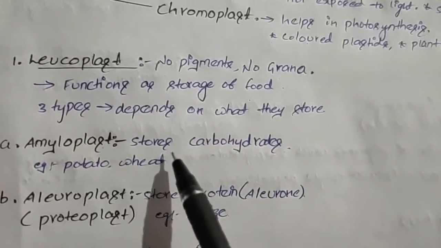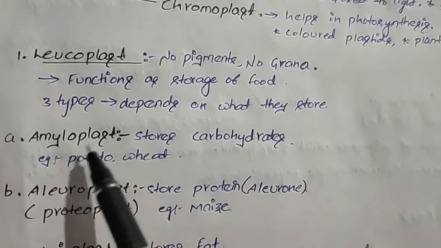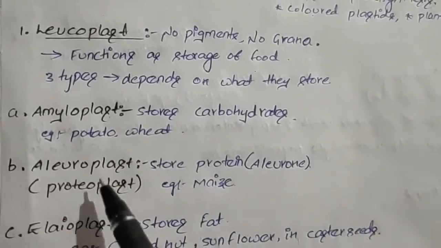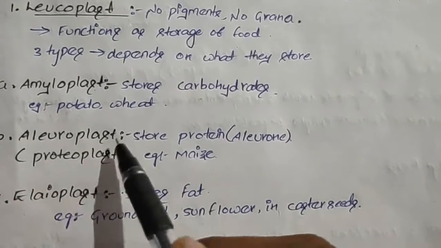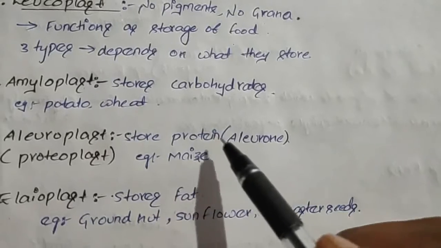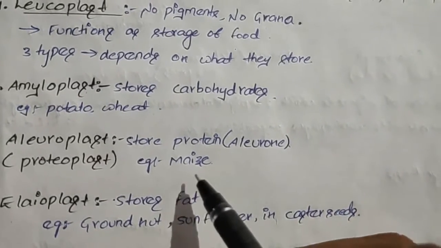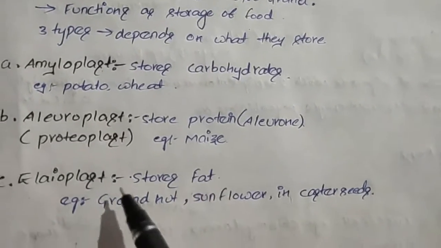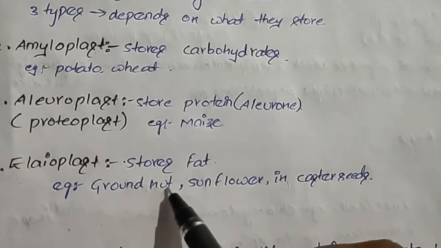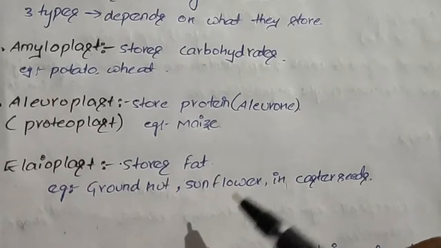The amyloplast stores carbohydrates, and examples are wheat, potato, etc. The aleuroplast is also known as the proteoplast. It stores the protein aleurone, and an example is maize. Next is the elaioplast, and this stores fat. Examples are groundnut, sunflower, and castor seeds, etc.